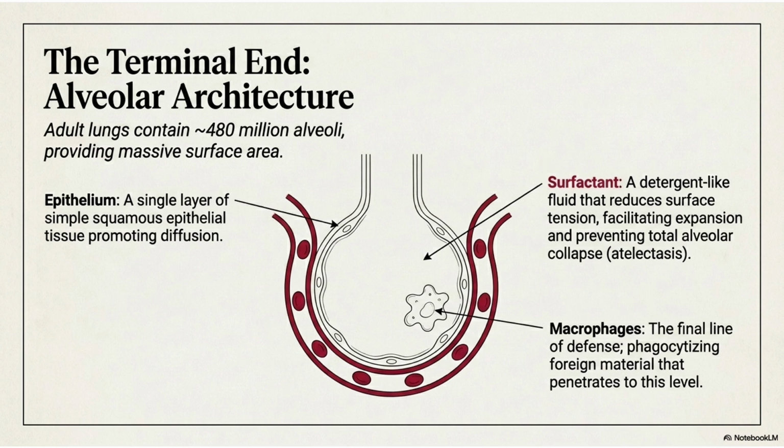At the terminal end of the respiratory system, adult lungs contain approximately 480 million alveoli, providing a massive surface area for gas exchange. Because remember, that's the purpose of your respiratory system. Main purpose, at least, is gas exchange. The epithelium here is a single layer of simple squamous tissue to promote easy diffusion of oxygen and carbon dioxide. Critical component here is the surfactant, a detergent-like fluid that reduces surface tension. Without it, the alveoli would totally collapse, a condition known as atelectasis.